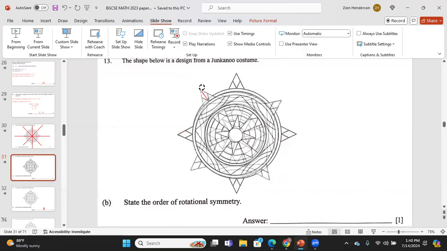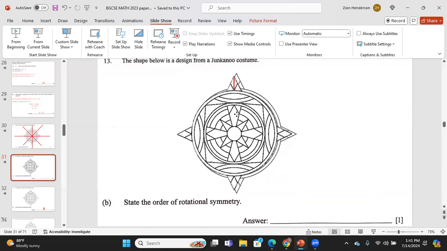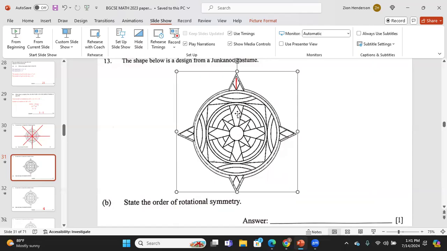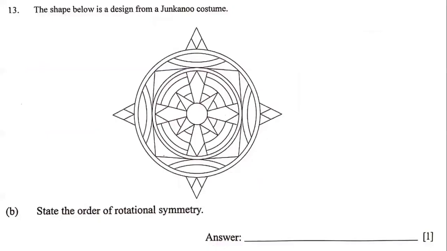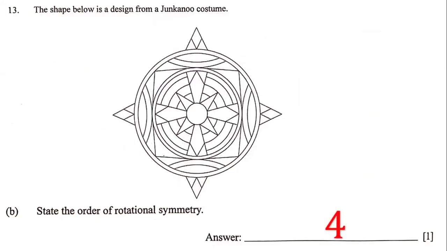And so this is going to be right here. And so that's actually 4, right? So this is the 4th time. So how many times, if we were to do a full rotation, does the shape map onto itself? The answer is 4. And that's what the order of rotational symmetry is asking us.